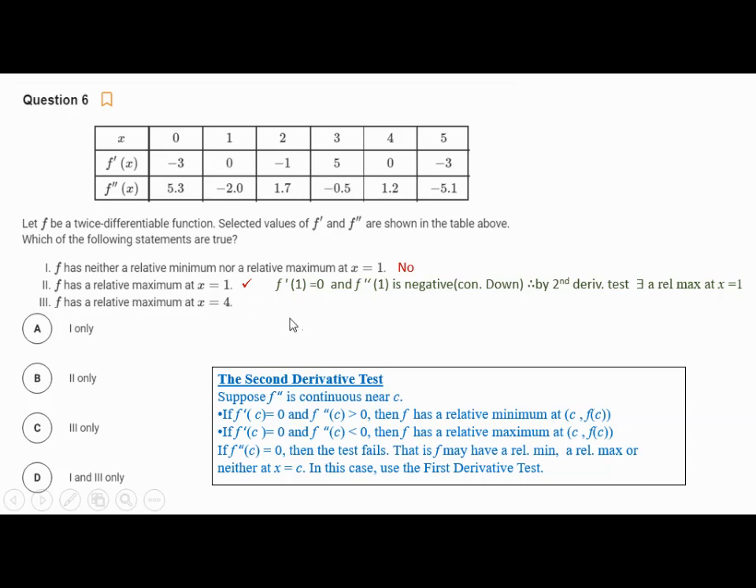So now let's look at f prime of 4. F prime of 4 is equal to 0, and then they also tell us f double prime of 4 is positive because 1.2 is a positive value. So therefore, it is concave up. And so by the second derivative test, it has a relative minimum at x equal to 4. And 3 is saying that it has a relative maximum, which we know is not true, according to the second derivative test, which means B is the answer.